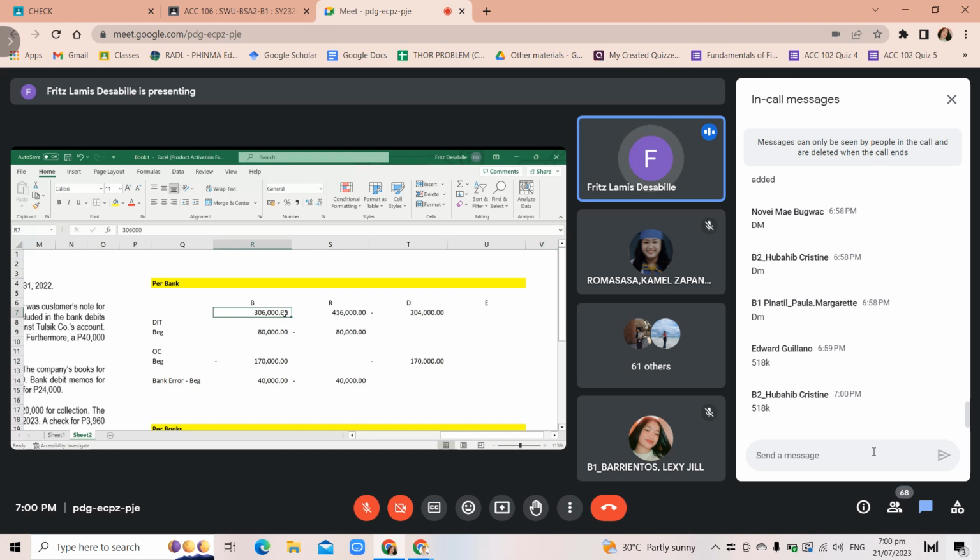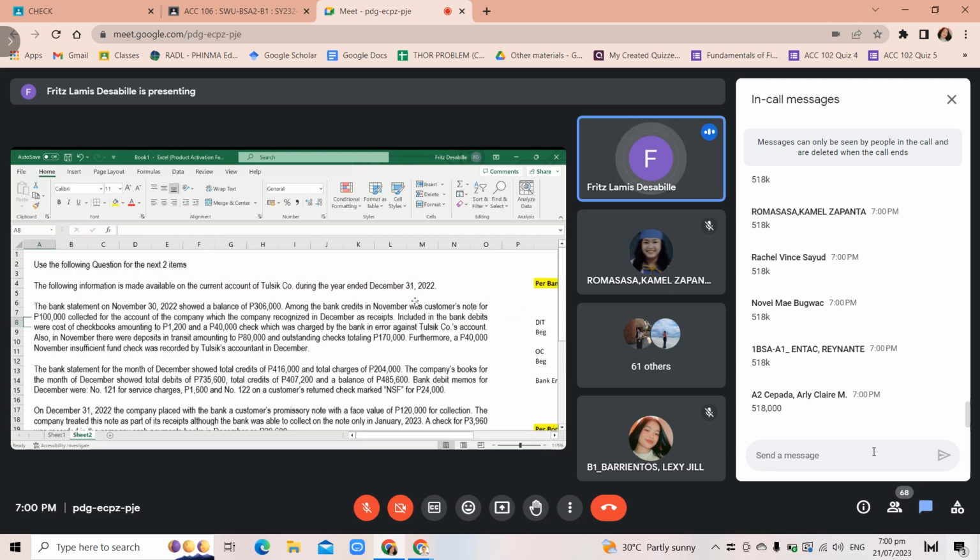Diba 306,000. Sorry, dili ko ni siya in negative, positive ko ni siya. So 306,000 plus receipts of 416 minus disbursement of 204. 306 plus 416 minus 204, that's 518,000. So that's the formula. 306 plus 416 minus 204, we get 518.